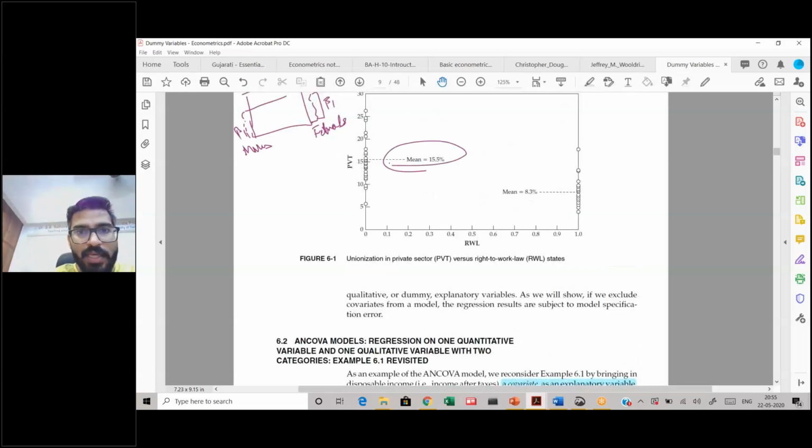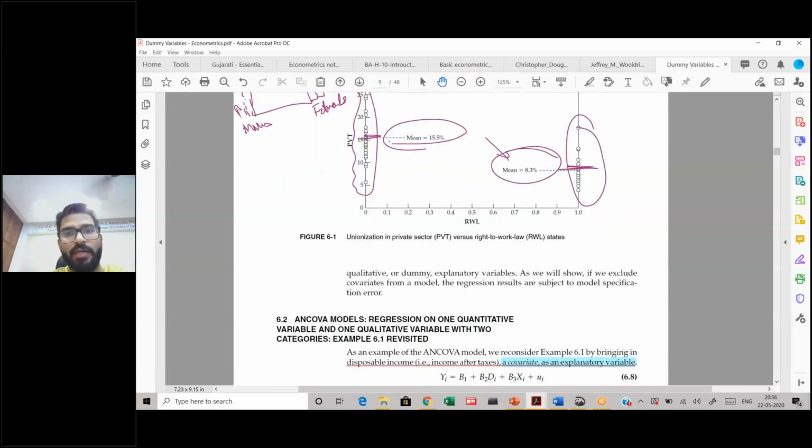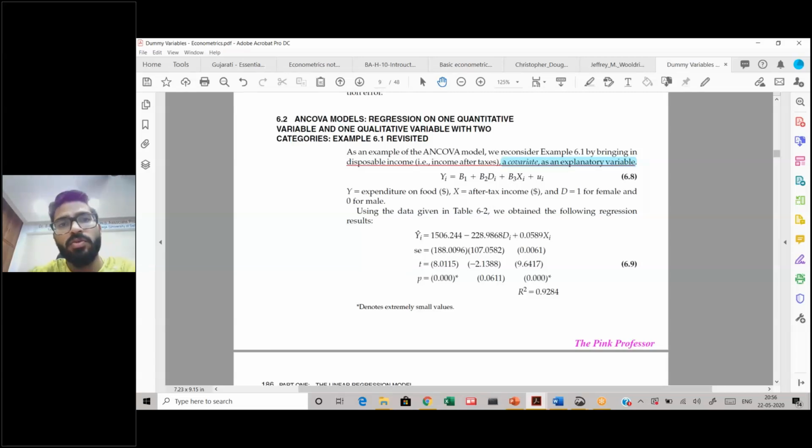See, this is the case where states do not have right to work, and this is the case where states have right to work. And see, this is the entire data, and this is the mean, and this is the entire data, and this is the mean. And these are significantly different from each other. Coming to the next part.